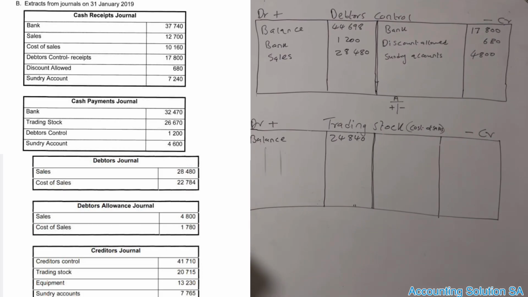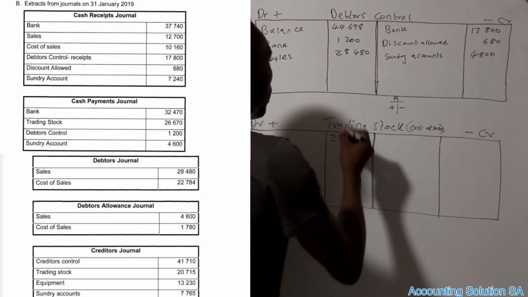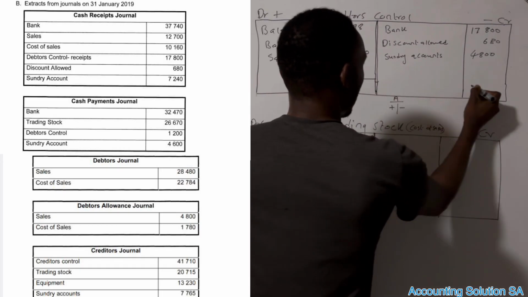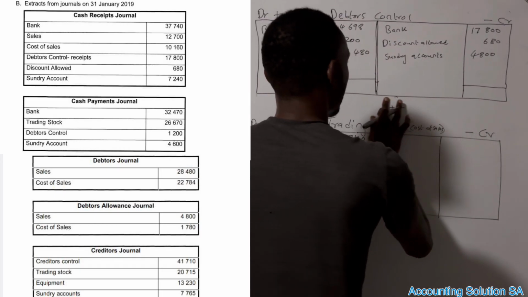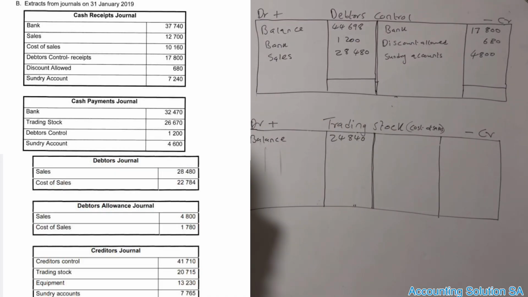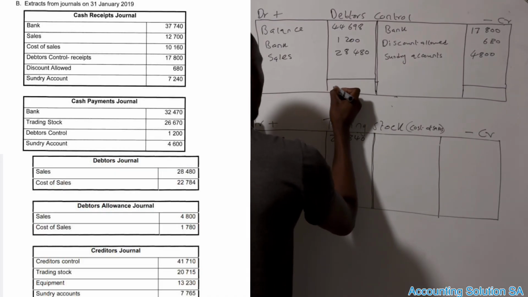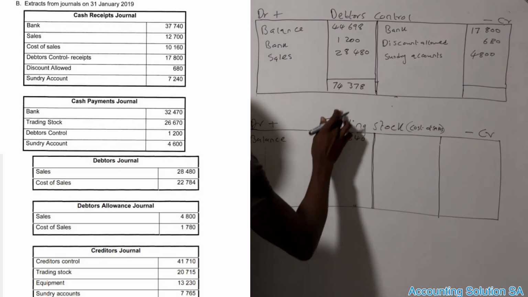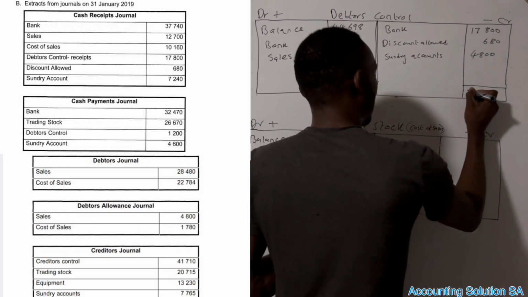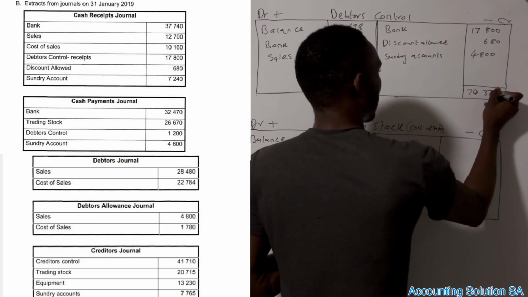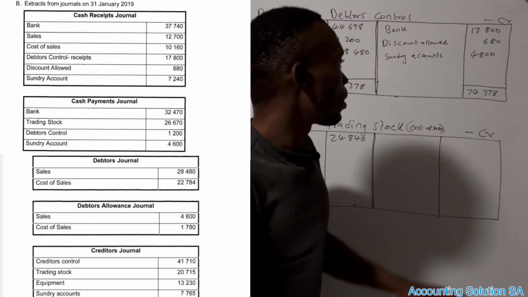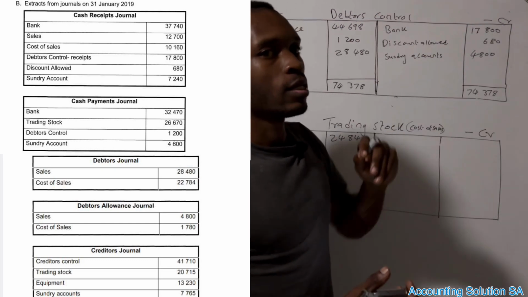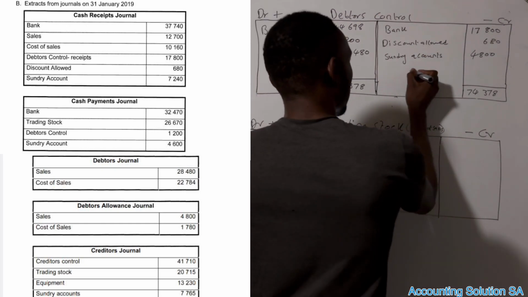The next one, creditors journal. Okay, it is not going to affect this account, which means that we can do the totals and we balance. Which side is higher between these two? If you check, you will find that the debit one is higher, because when you add, it's gonna give you 74,378, which means that this side must be the same, 74,378.